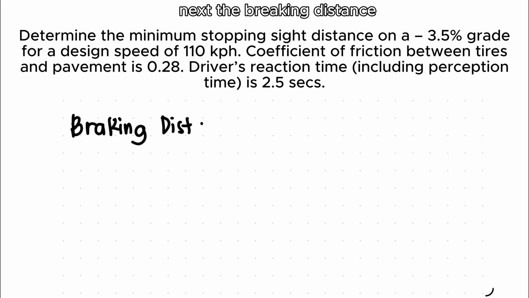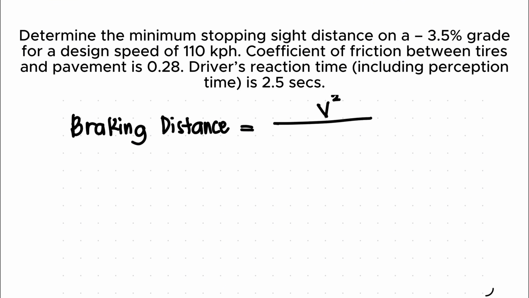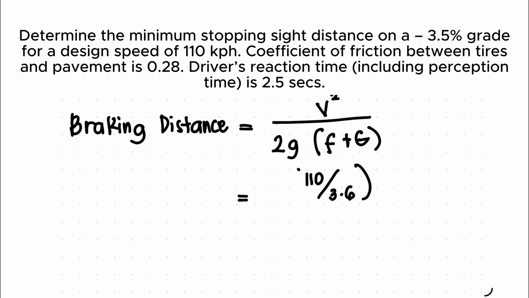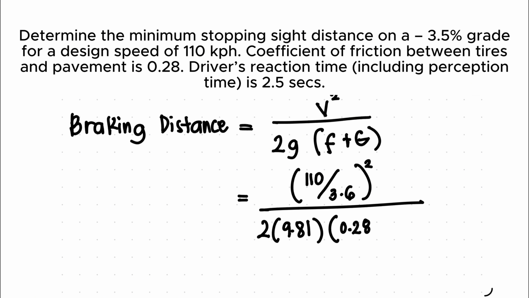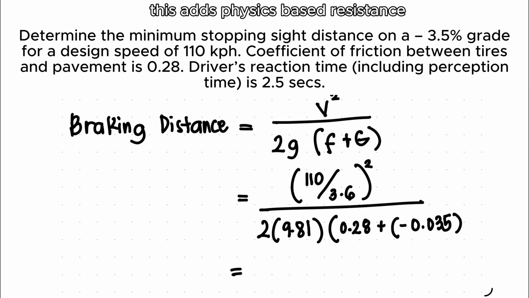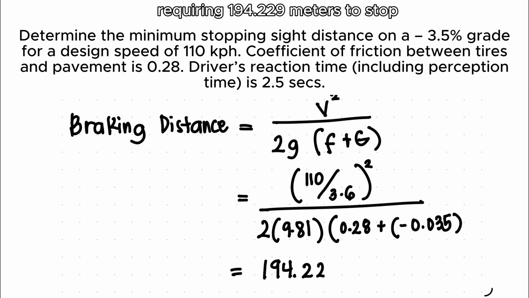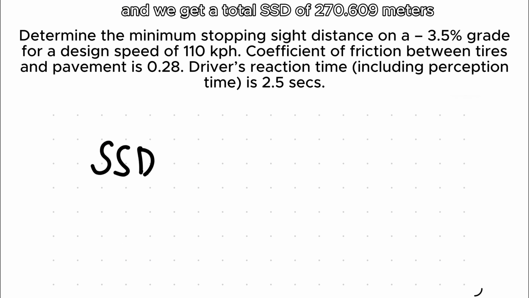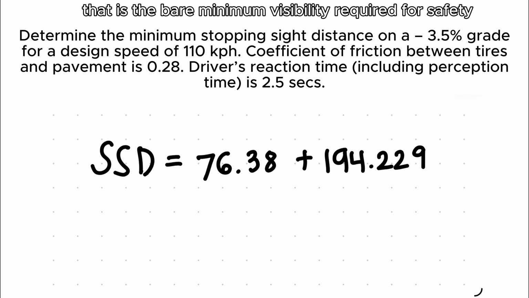Next, the braking distance. We have the formula V squared over 2g multiplied by (f plus G). Since we are going downhill, the grade is negative. This adds physics-based resistance, requiring 194.229 meters to stop. Add them together, and we get a total SSD of 270.609 meters. That is the bare minimum visibility required for safety.